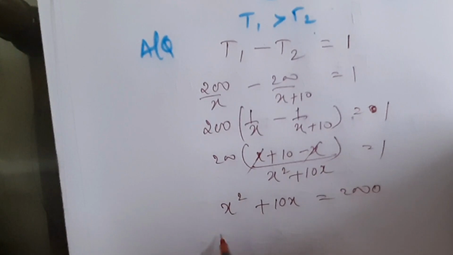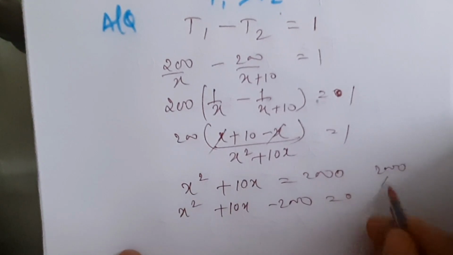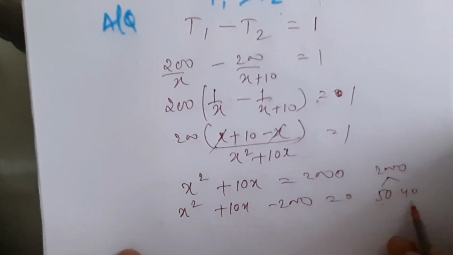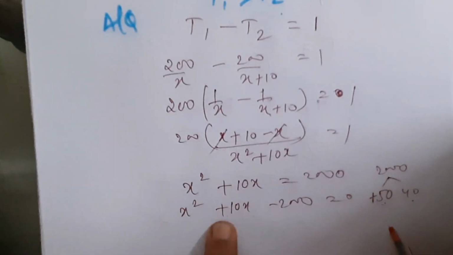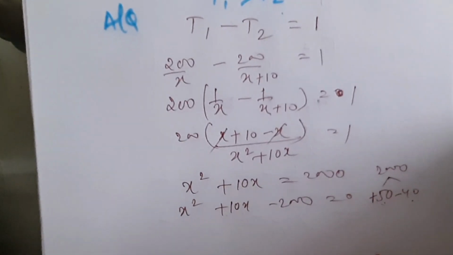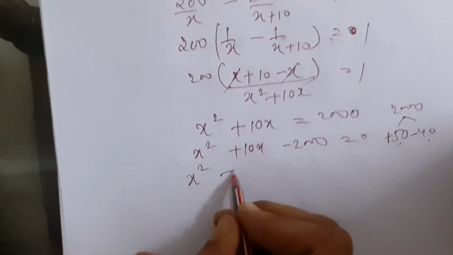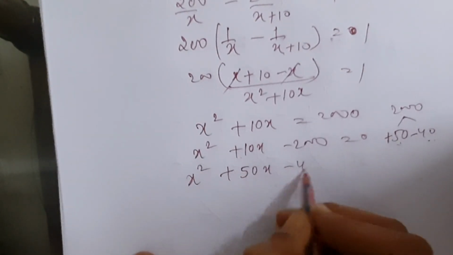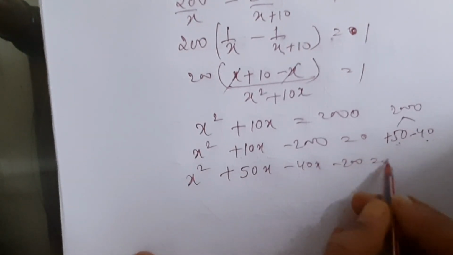Now shifting 2000 this side: x square plus 10x minus 2000 is equal to 0. Now the factors of 2000 are 50 and 40. 50 times 40 is 2000, and 50 minus 40 is 10. By subtraction we are getting 10. So the bigger number is given the sign of the question, the smaller number the opposite sign. Now replace them: x square plus 50x minus 40x minus 2000 is equal to 0.